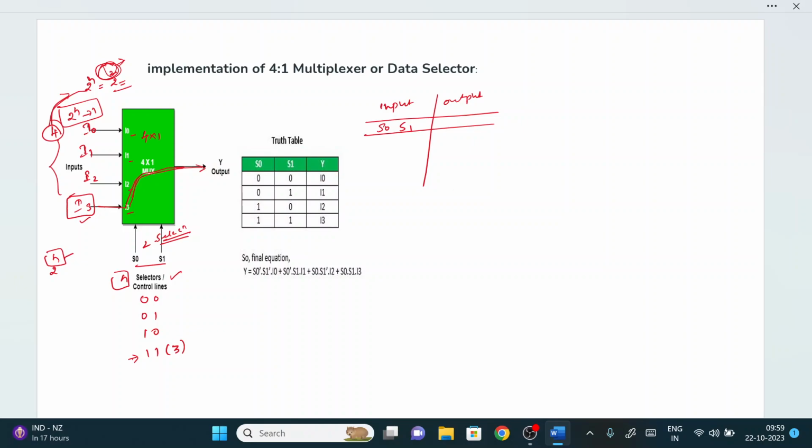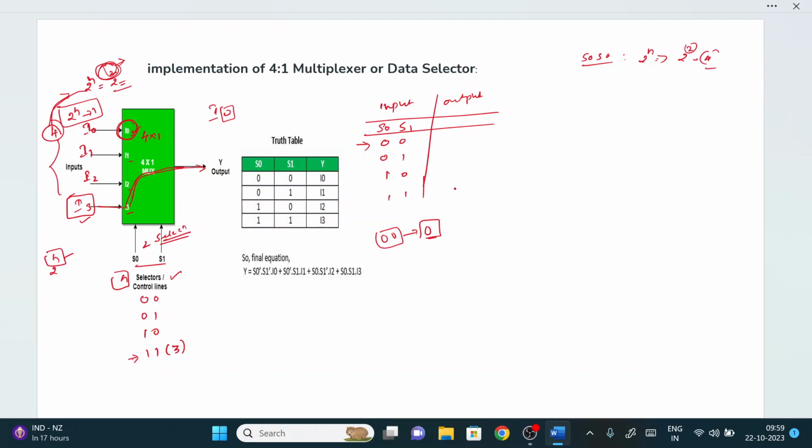If you have two inputs, how many selection lines? 2 selection lines, so how many possibilities will we get? 2 power 2, that is 4 possibilities. What are they? 0 0, 0 1, 1 0, 1 1. In our selection line, if you press 0 0, what is the decimal number? 0, right? So which one will be activated? I0 will be activated. Why? Because 0 is the decimal number, and I0 also corresponds to that number. So I0 will be your output value.